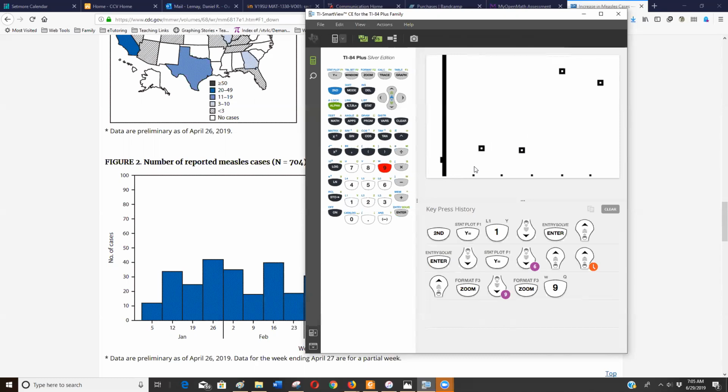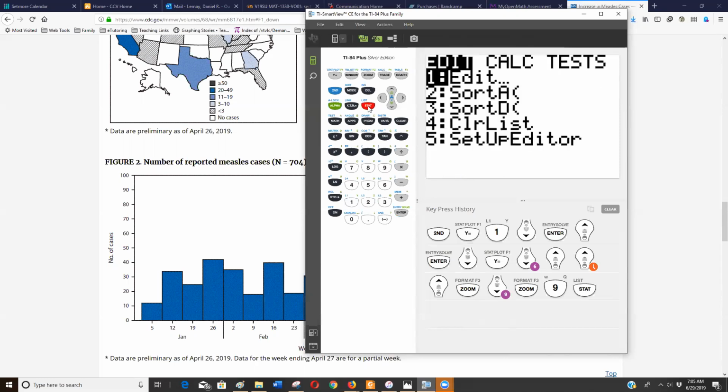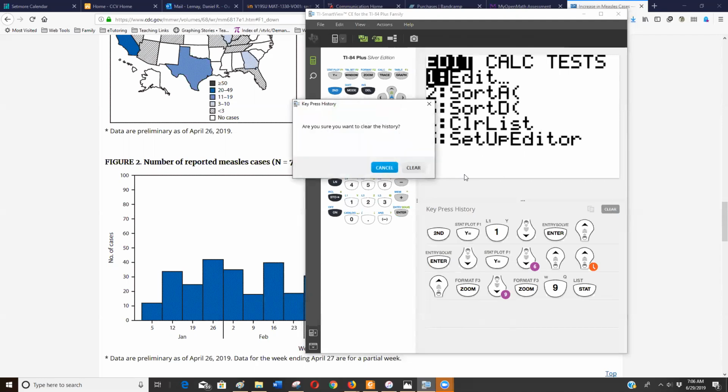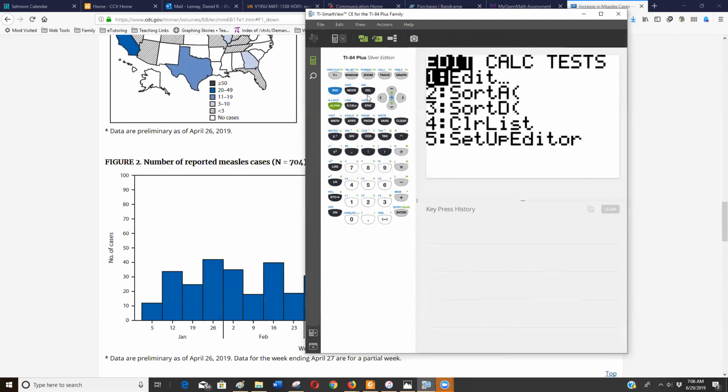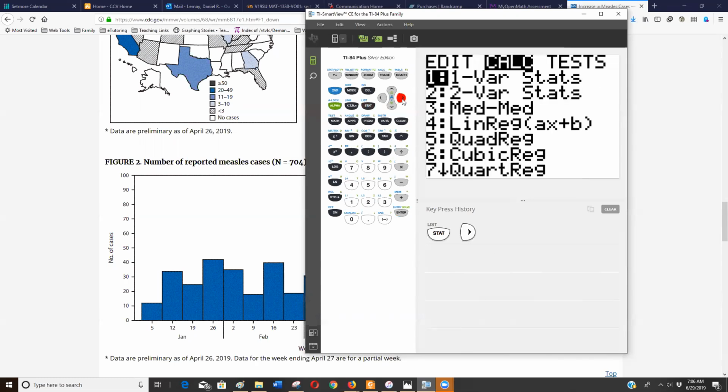But so now what I'm going to do is do a regression equation. And the way you do a regression equation on these calculators, I'm going to go stat. Let me clear out the key press issues. You can follow along. I'm going to press stat, arrow over to calc, and then come down to exponential regression.